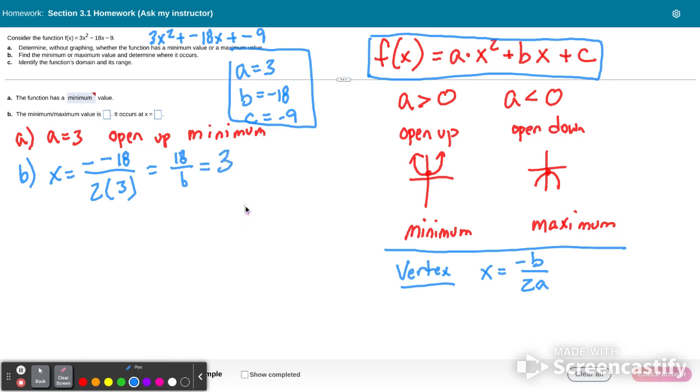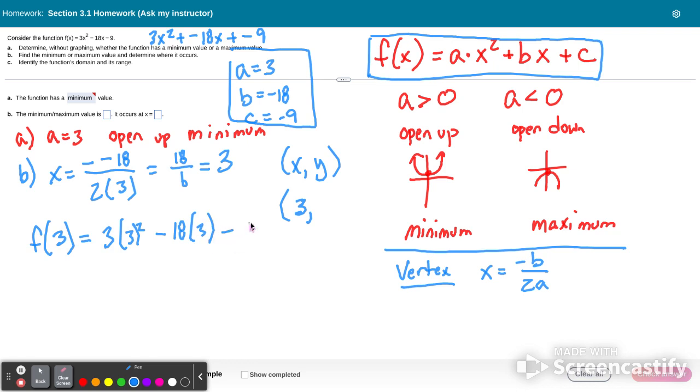Equals 3. Now that's the x portion. To find the y portion, remember, the vertex or that low point is going to be an ordered pair. So we're going to have an x comma y value. Right now our x value is 3. So to find our y value, we'll take that and plug it back into the actual function. So think about this as saying we want to evaluate f of x at 3. That would be equal to 3 times 3 squared minus 18 times 3, and I just use parentheses because they help me group what I'm doing.